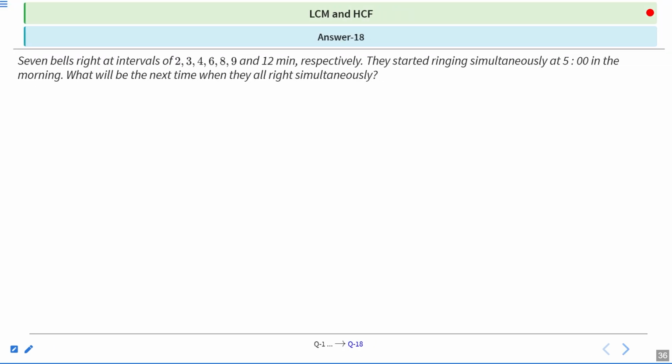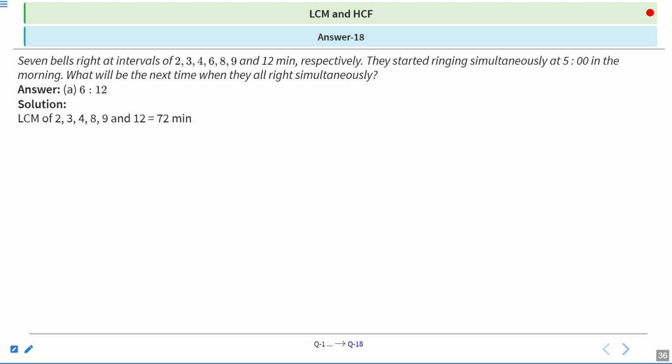So they were ringing at the intervals of 2, 3, 4, 6, 8, 9, and 12. We have to find that if they ring first at 5 in the morning, then next time they will ring simultaneously at what time? The correct answer is option A, 6:12. That means 6:12 in the morning. So now let's look at the solution.